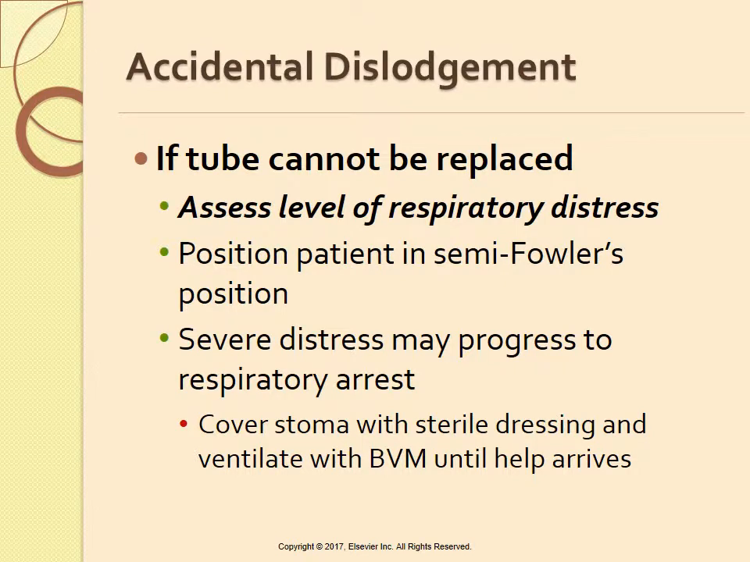If the tube cannot be replaced, assess the level of respiratory distress. Position the patient in semi-Fowler's position to alleviate difficulty of breathing until assistance arrives. Severe difficulty of breathing may progress to respiratory distress. If this situation occurs, cover the stoma with a sterile dressing and ventilate the patient with bag mask ventilation over the nose and mouth until help arrives.